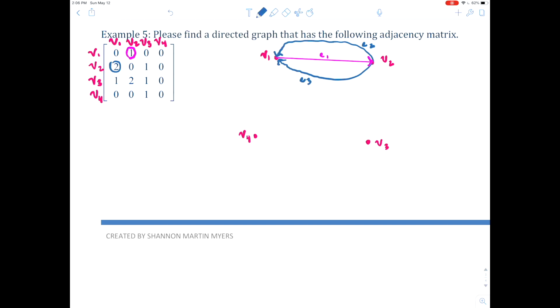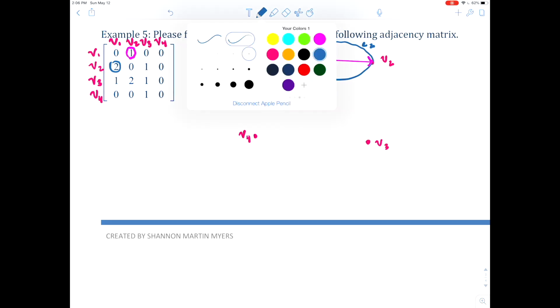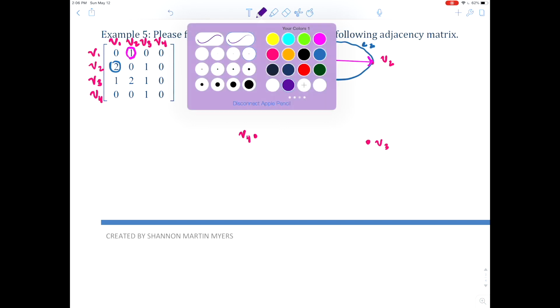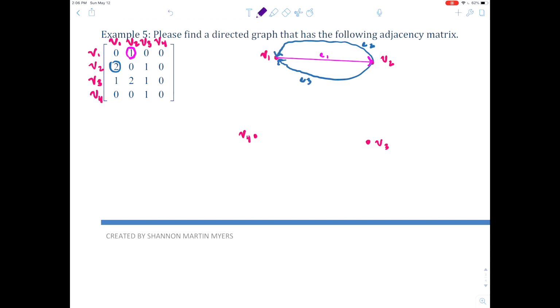And then we also see that from vertex 2 to vertex 3, there's 1 arrow. So I'm going to look back, and actually, we'll just do it like we did before. We can always rearrange it later. So this one here from 2 to 3 can go like this. Just in case I'm going to do it as a curve, we can call this one E4.